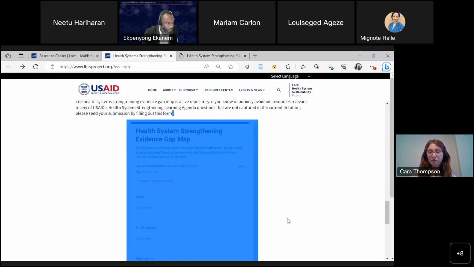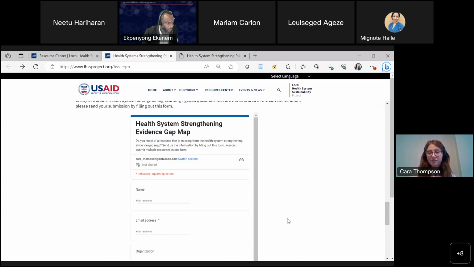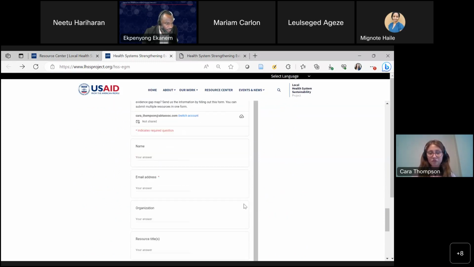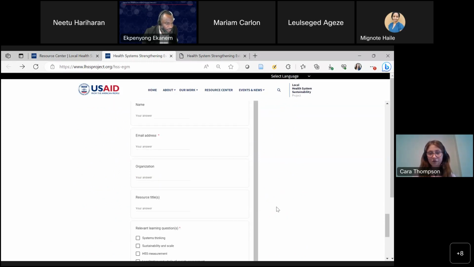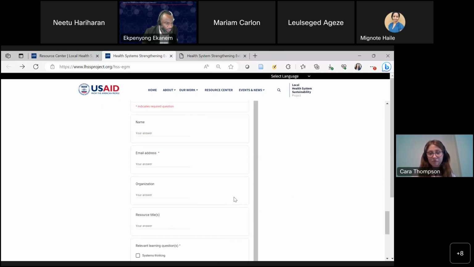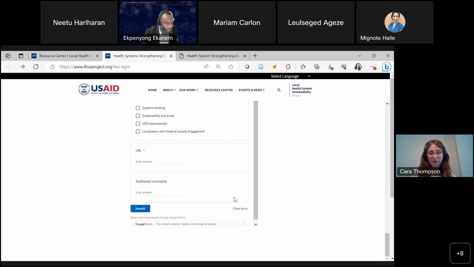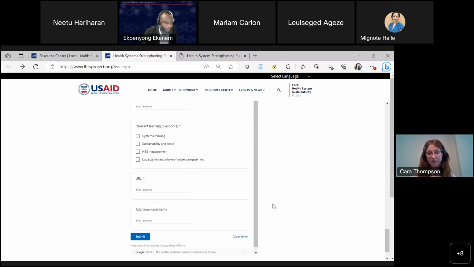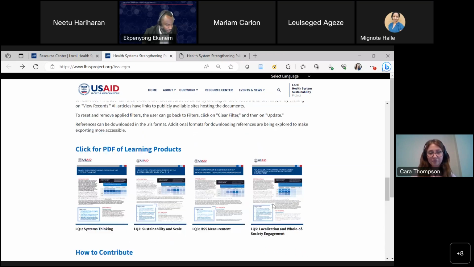So as you're going through the evidence gap map, if you are aware of an article or a piece of literature that you think would be relevant to one or more of the learning questions and you don't currently see it in our evidence gap map, you're welcome to submit that through this Google form, and our team will review it and will be able to incorporate it into the actual gap map itself.